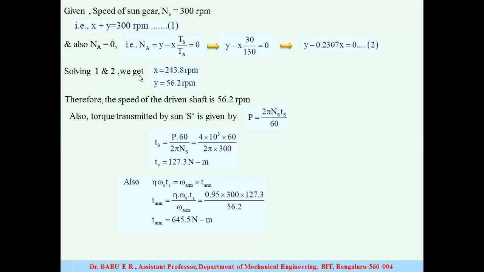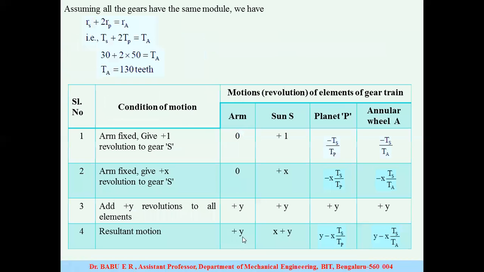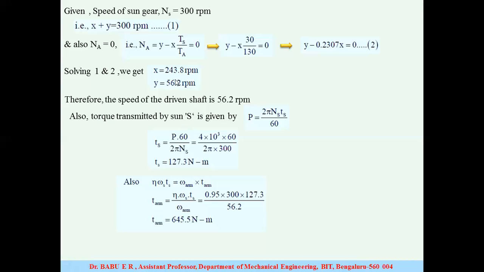Now you solve equation 1 and equation 2, and we will get the values of x and y. So solving 1 and 2, we get the value of x as 243.8 rpm and the value of y as 56.2 rpm. Once you get the values of x and y, you have to find out the speeds of the gears. So the speed of the driven shaft: the driven shaft is mounted on the RM, so its speed is nothing but y. The value of y is 56.2 rpm. That is the speed of the driven shaft.